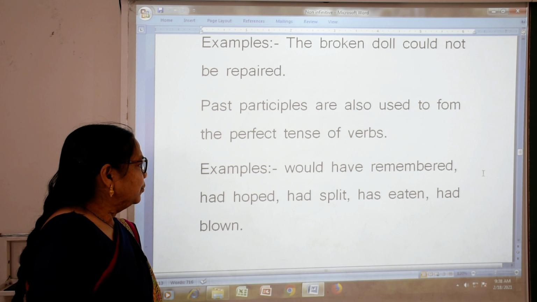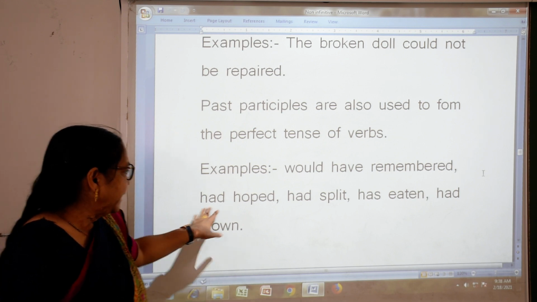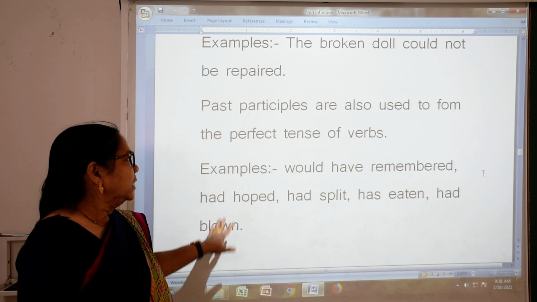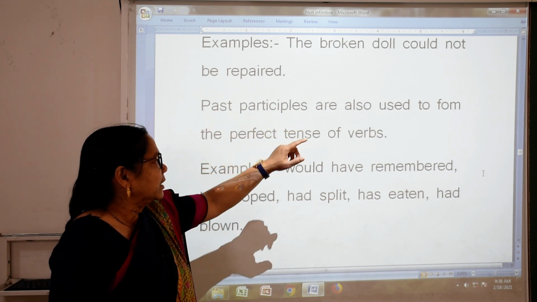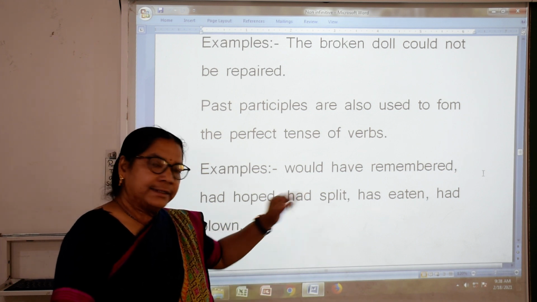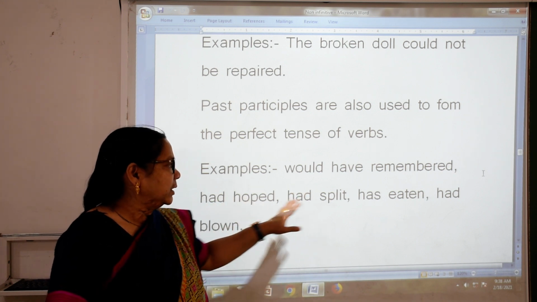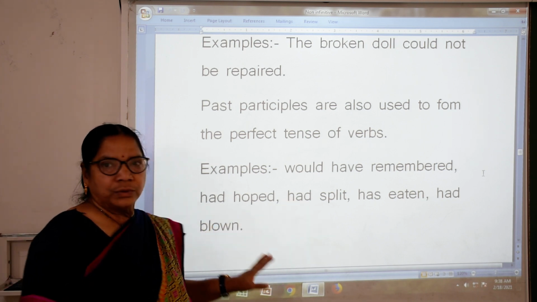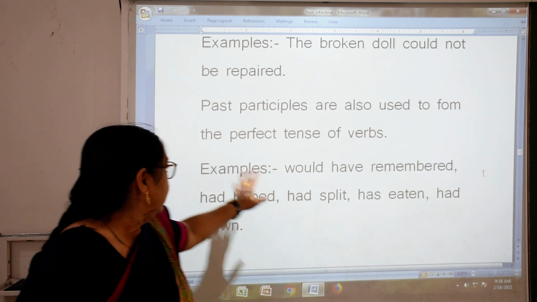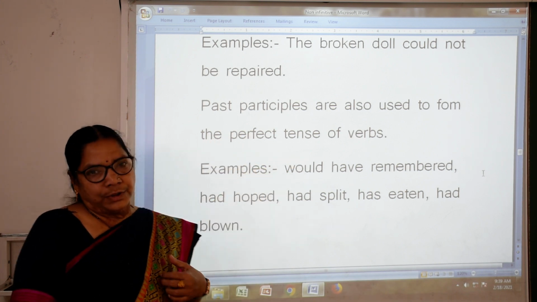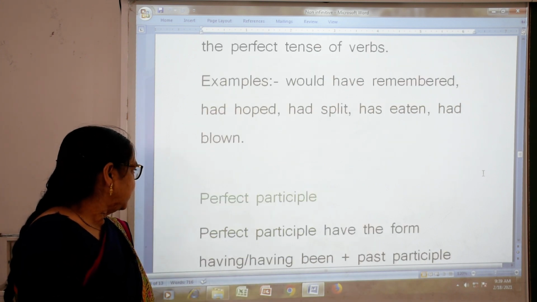Now example: would have remembered, had hoped, had slept, had eaten, had blown. These are past participles also used to form the perfect tense of the verb, meaning had slept, had hoped, has eaten, had blown. These are all past participles in the perfect tense of the verb. We will go further now.